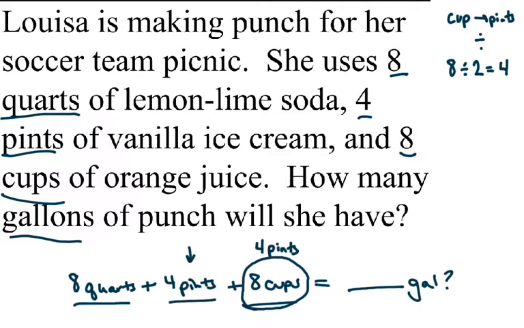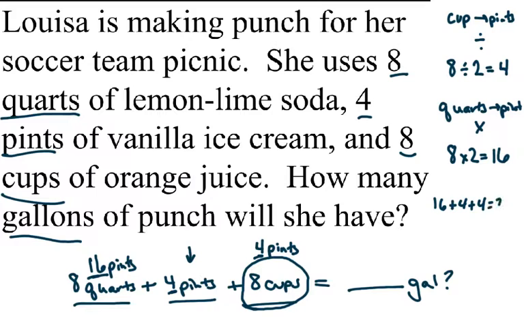Now, I'm going from 8 quarts into pints. Quarts are a bigger measurement. Therefore, because I'm going from a larger to a smaller, and it's going to take a lot of those pints to make just 1 quart, I'm going to be multiplying. So 8 quarts, and there are 2 pints in a quart, so 8 times 2 is going to give me 16 pints. Now that I have them all in pints, I can go ahead and add them. 16 plus 4 plus 4. 16 plus 4 is 20. 20 plus 4 is going to give me 24 pints.